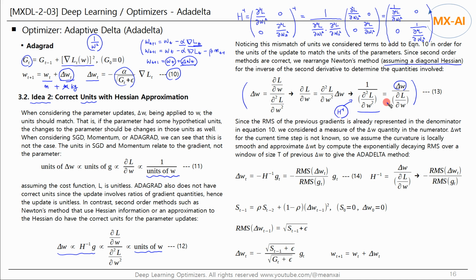And applying idea 1, we use the RMS value of the numerator and denominator. And if we replace the inverse Hessian of this equation with this expression, we get equation 14. Delta W_t for the current time step is not known. So we assume the curvature is locally smooth and approximate delta W_t by computing the exponentially decaying RMS over a window of size t of previous delta W to give the Adadelta method as follows.